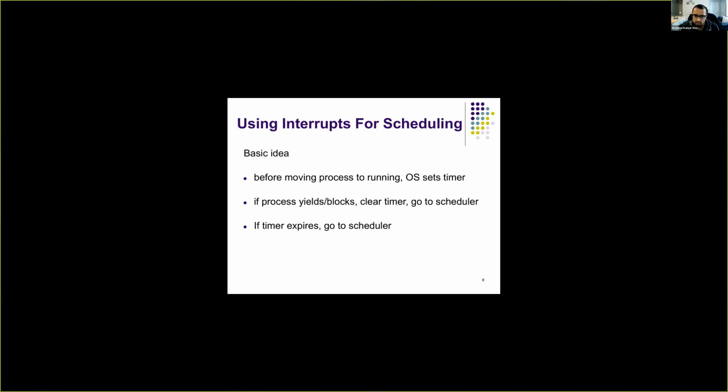So time sharing systems use the timer interrupts for scheduling. The basic idea being, before the process is moved into a running state, or when the process is run, the OS sets the timer. Okay. So when the process blocks or yields, or when the timer expires, the operating system will know that the process needs to be scheduled. So it will pause the current process and bring back another process. Okay, this is the basic idea.